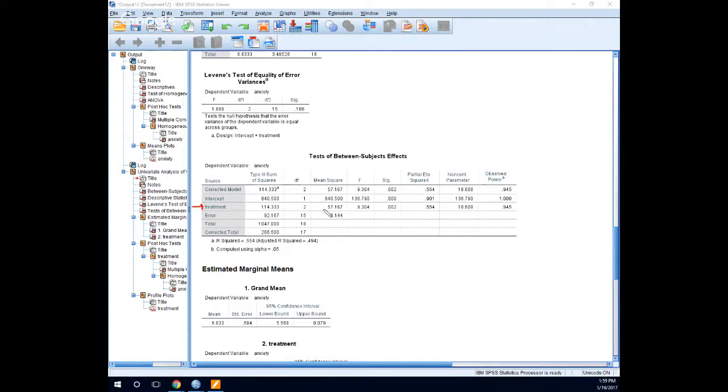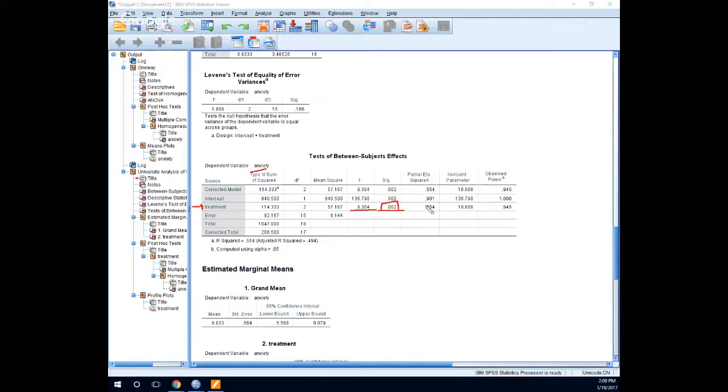summary presented. We have the F value that's computed from our data and the p-value associated with the test. So again, our p-value is less than 0.05, which is a conventional threshold for alpha. So again, we would conclude that there are significant mean differences across groups on the dependent variable anxiety.